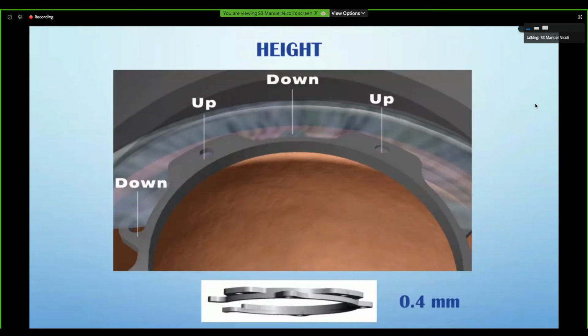As we said, the height is 0.4 millimeters. You have here the big eyelets and the smaller eyelets. The big eyelets go over the pupil edge, and the smaller eyelets go under the pupil edge. Other rings have more height, between 0.7 and 0.9. They're not aligned, they're alternate eyelets, so that gives you a wavy configuration for the iris to hook on.